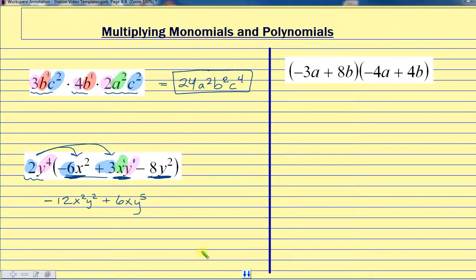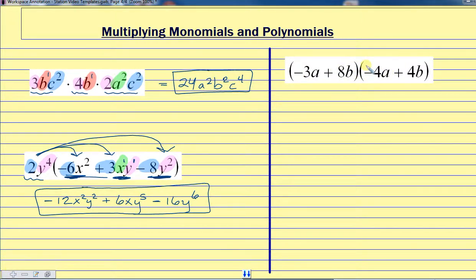For the last term in the trinomial, 2 is going to multiply times negative 8 now. So we're multiplying 2y to the 4th times negative 8y squared. And 2 times negative 8 is going to give me negative 16. There are no x's, so I only have y's, and I have y to the 4th times y squared. So we add those powers, we get y to the 6th. Now we're always going to look and see if we have any like terms, but x squared y squared is not the same as xy to the 5th, and none of them are the same as y to the 6th. So we'll just leave our trinomial like this, no like terms.